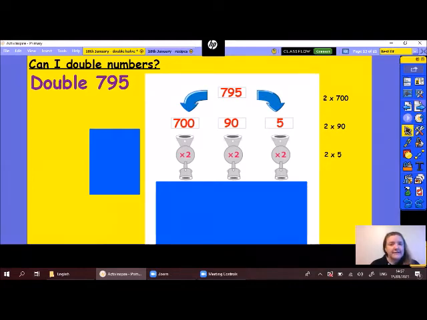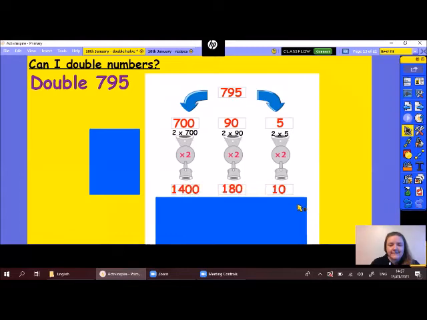Double 795. So we partition our number into our hundreds, tens, and ones. And then remember, the function machine is just giving us these calculations to do. Remember, 2 times 700, from what we learnt the other day, you can just do 2 times 7 and then times it by 100. So putting those 2 zeros in the tens and the ones. 2 times 90, same thing. You can do 2 times 9 and then multiply it by 10 to put the 0 on the end. And you've got 2 times 5. Pause the video while you work out what those are, and then we'll look at them together.